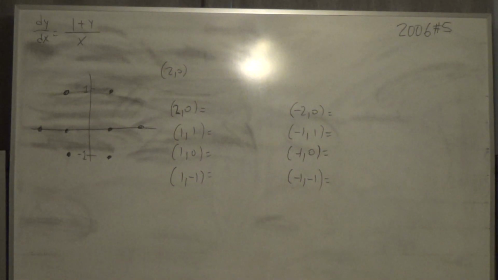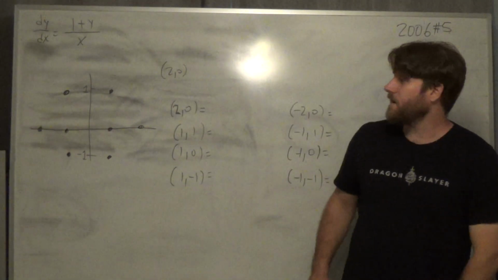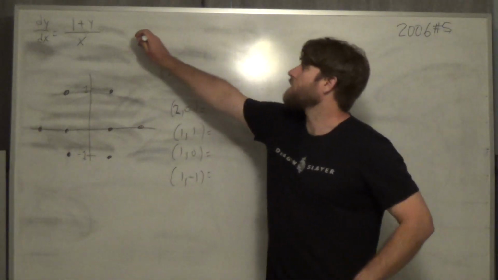Hi, AB Calculus. We're on 2006, question number 5. And right now we are doing part A.